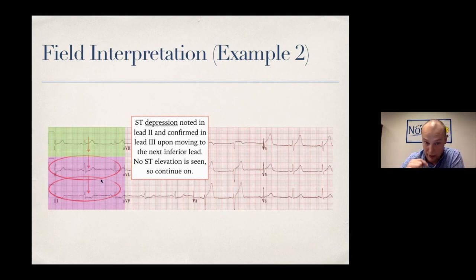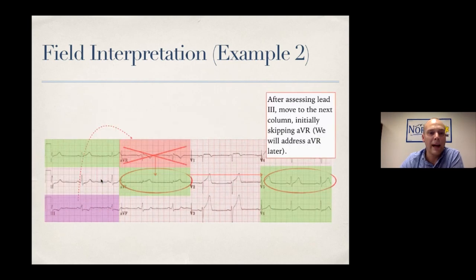But what I'm looking for is the big one, the STEMI. So from that one, I move on. I skip AVR, remember, unless we have those global ischemia things that we talked about before. And I move down to the next lateral lead. We looked up here, we didn't see anything. We looked here, now I can see maybe there's something there, just a little bit. That looks off just a little bit. So what I do is I move to the next lateral lead.